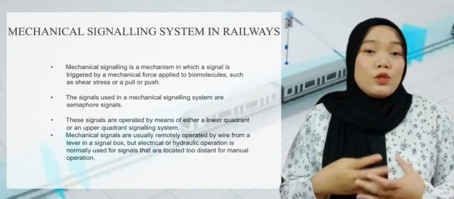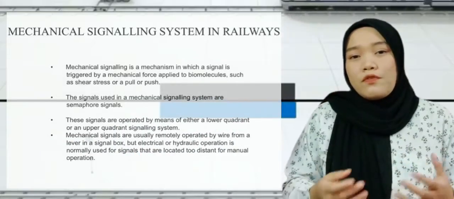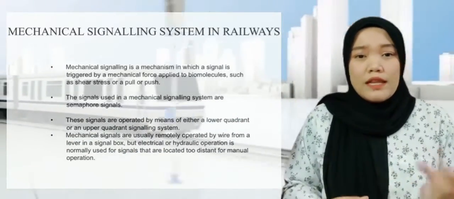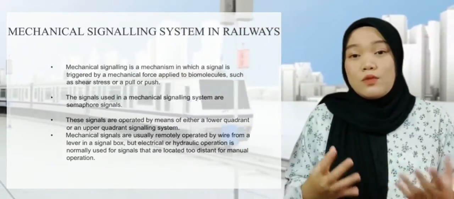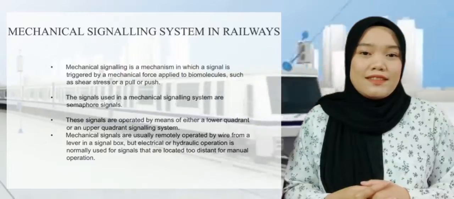Mechanical signals are usually remotely operated by wire from a lever in a signal box, but electrical or hydraulic operation is normally used for signals that are located too distant for manual operation.